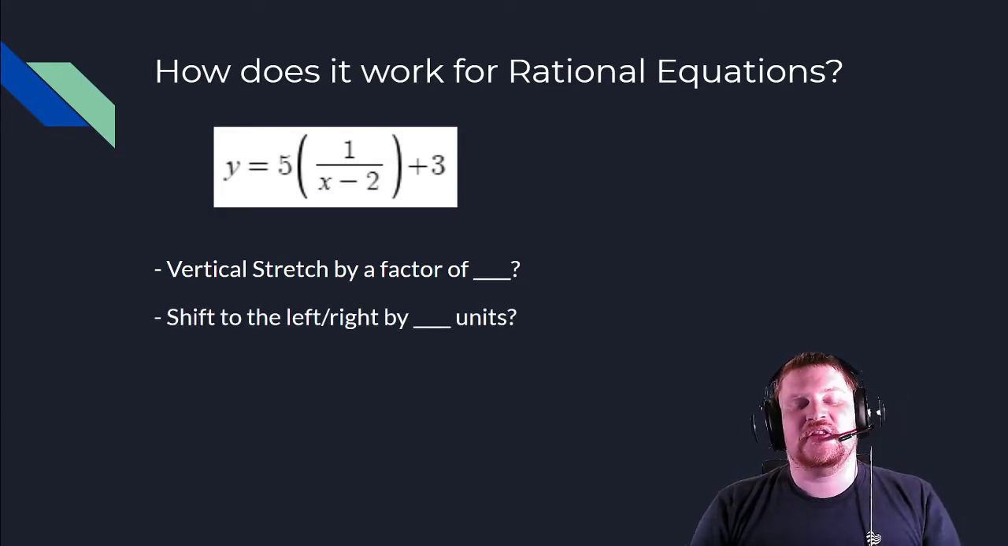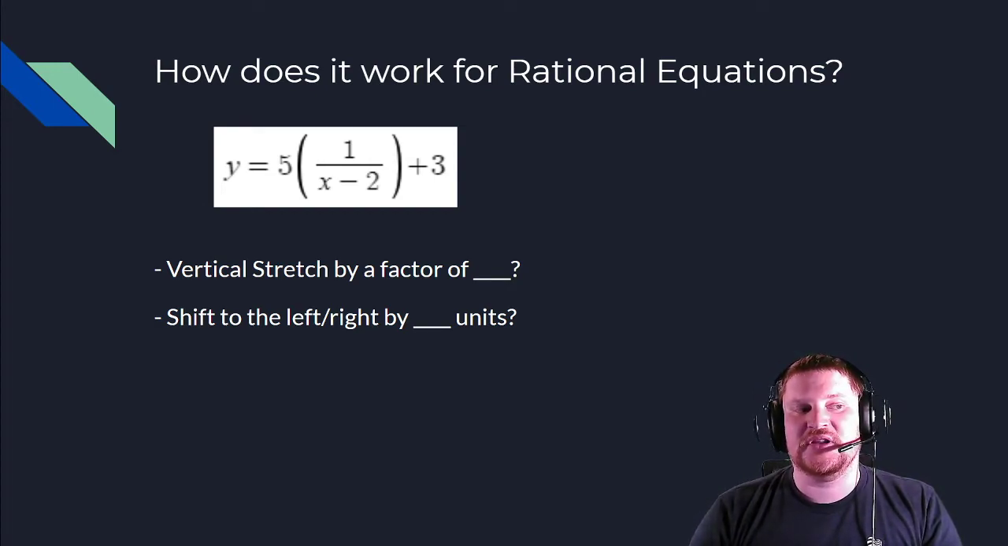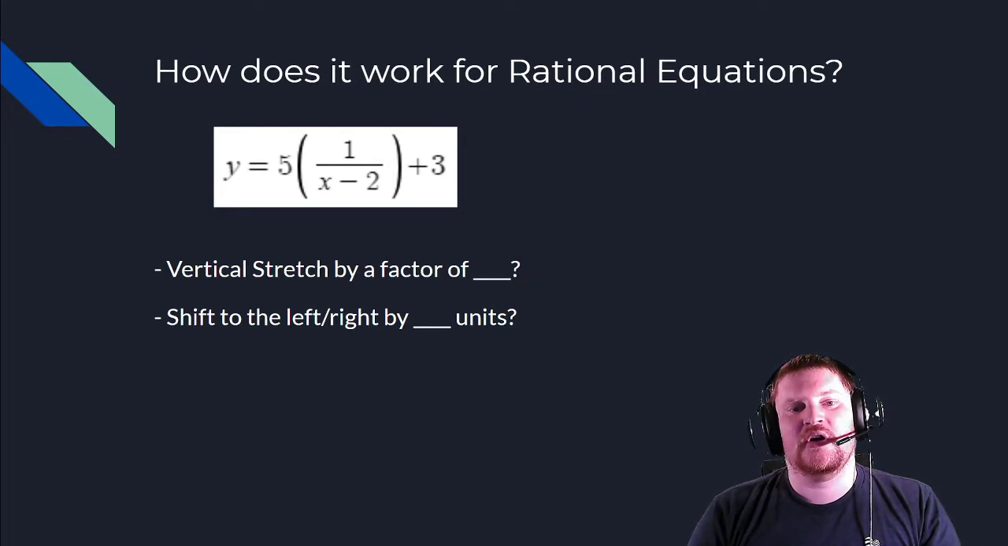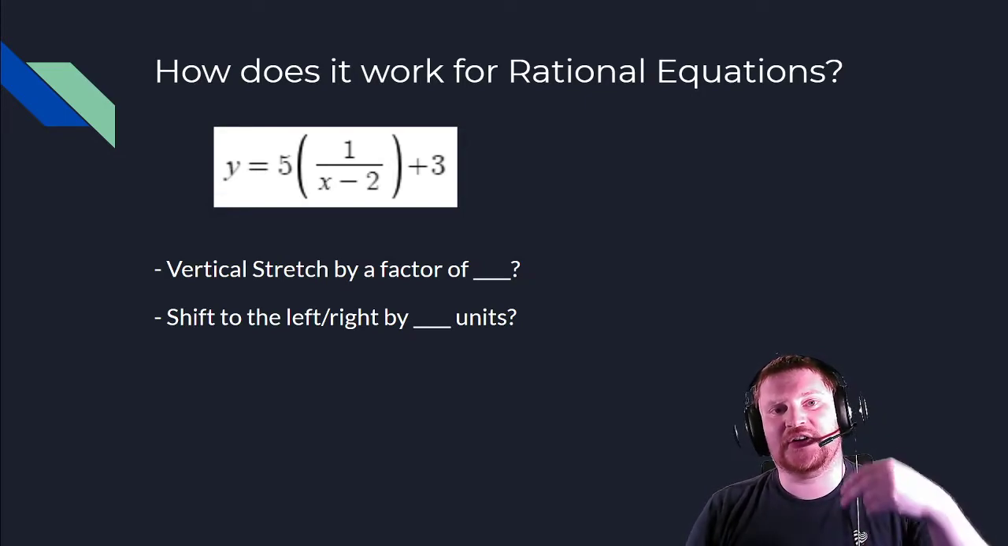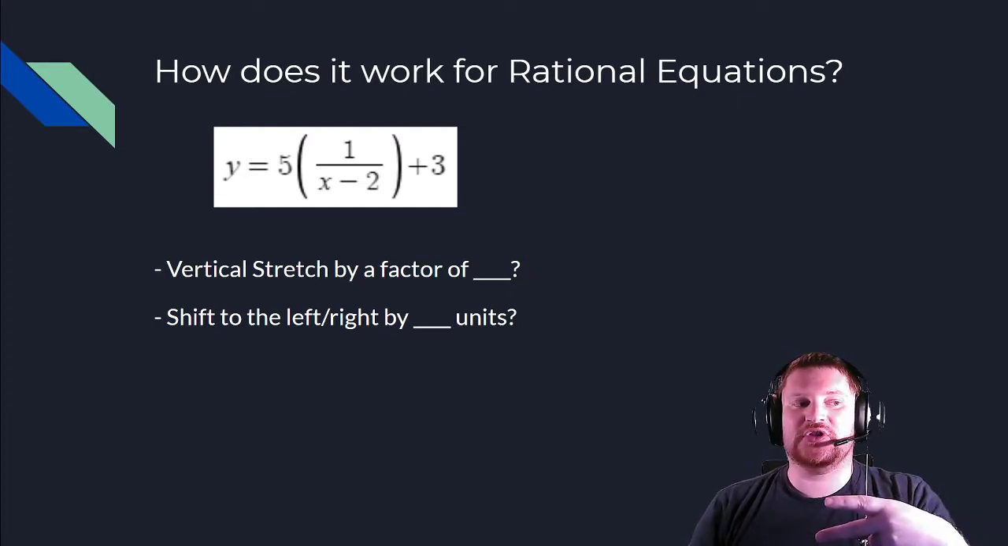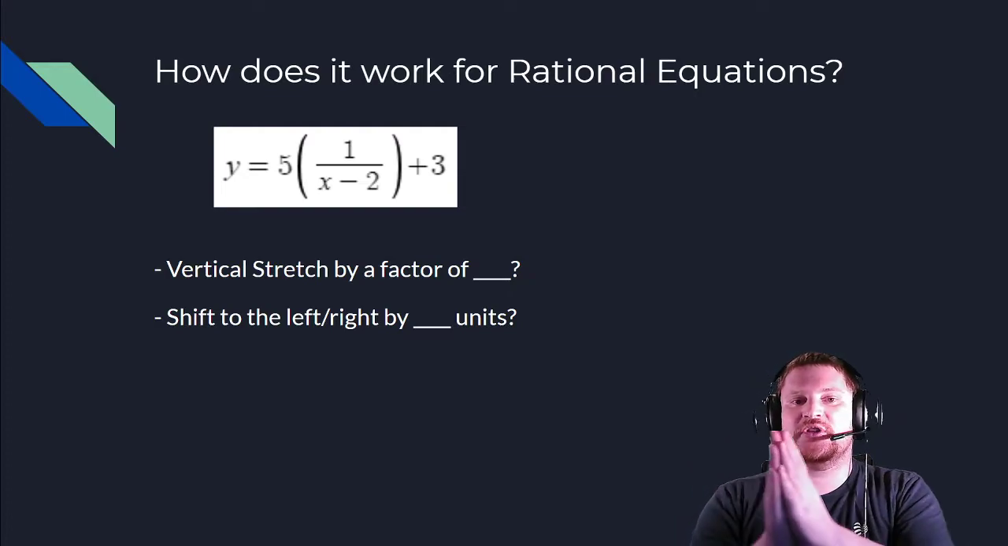We have a shift to the left or right. Well, left or right shift means it's horizontal. That means it's inside our symbol. Our symbol in this case is that division sign. So we have x minus 2. That tells us it's shifted by 2 units. And remember, everything on the inside is backwards, so even though negative suggests that we're moving left, we're actually going to move to the right.